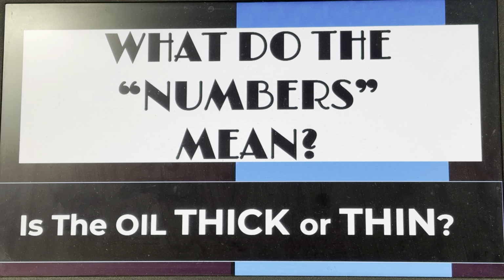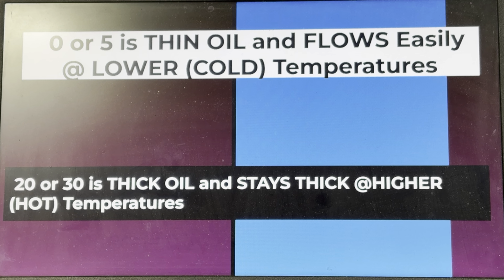What do those numbers mean? Those numbers mean, is the oil thick or thin? The lower the number, the thinner the oil. The higher the number, the thicker the oil. For example, a 0 or a 5 is a pretty thin oil and it flows very easily at cold temperatures, right? At cold temperatures, it flows real easy. A higher number, 20, 30, 40, 50, is a thick oil and it stays thick at hot temperatures.